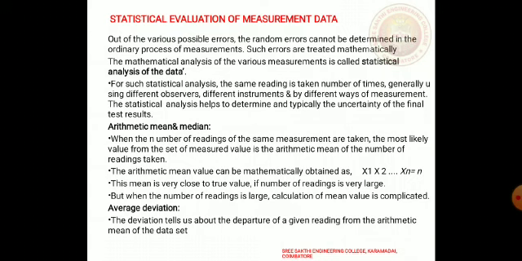Next, average deviation. The deviation tells us about the departure of a given reading from the arithmetic mean of the data set. Deviation is mathematically defined as di equals xi minus x bar. Here di is the deviation of the ith reading, xi is the value of the ith reading and x bar is the arithmetic mean. The average deviation is defined as the sum of the absolute values of the deviations divided by the number of readings. This is also called mean deviation.